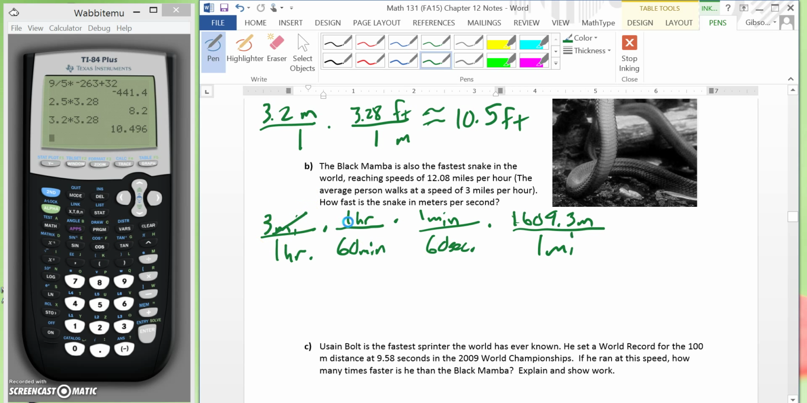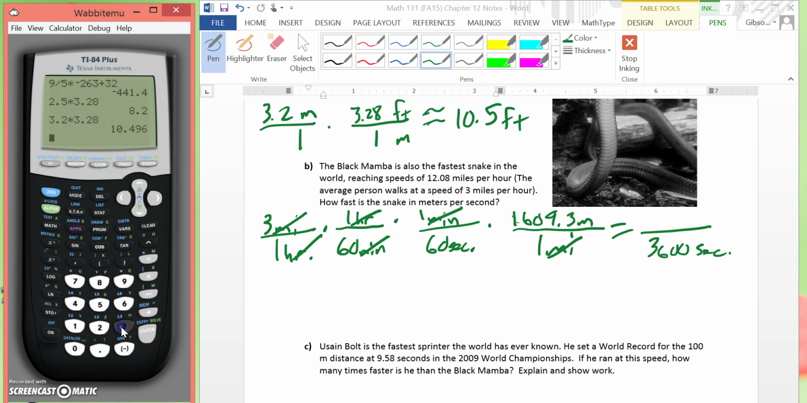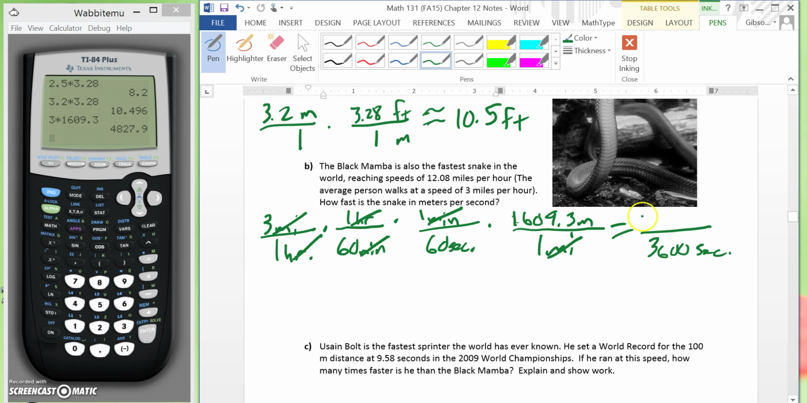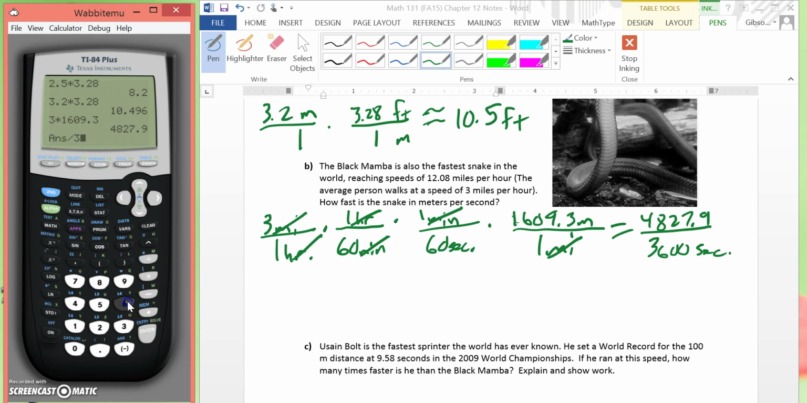So now we simplify out. We have miles with miles, minutes with minutes, and hours with hours. So now we multiply. Our denominator would be 3,600, and that would be seconds. Our numerator, we would take 3 times 1,609.3, and that would give us 4,827.9. We would divide that by 3,600.